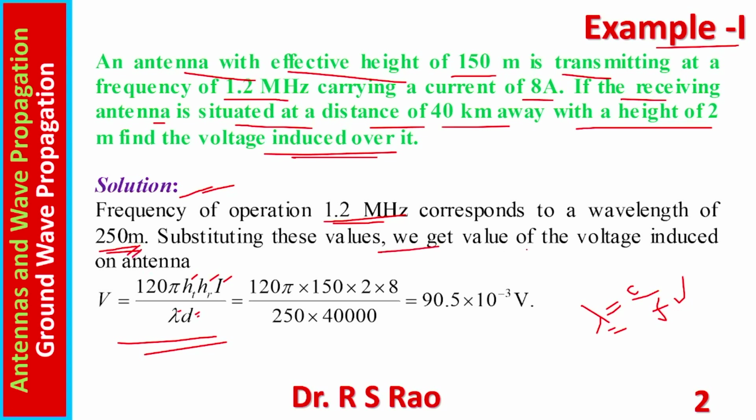Substituting these values, we get a value of voltage induced on receiving antenna as 120 pi into 150 into 2 into 8 over 250 into 40,000. 40,000 is the distance between antennas. 40 kilometers is given. When we convert it into meters, it becomes 40,000. A little bit of simplification gives voltage over receiving antenna as 90.5 into 10 power minus 3 volts.